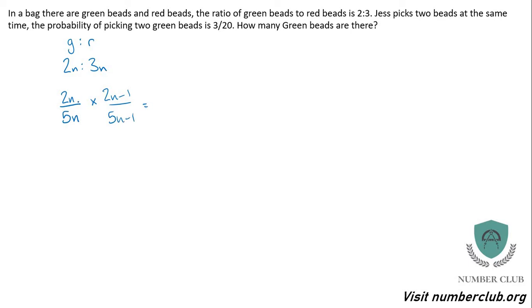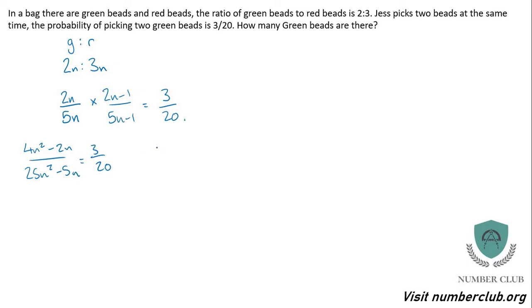There are 2n green beads. Once I take one of them away, I should take away 1. And once I've taken 1 away of the 5n beads in total, then I'll get 5n minus 1. And once I've worked that out, the probability would be 3 out of 20. So let's multiply that out. We'll get 4n squared minus 2n over 25n squared minus 5n equals 3 over 20.